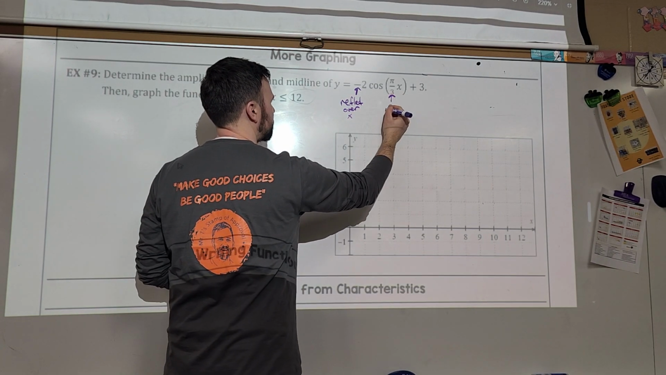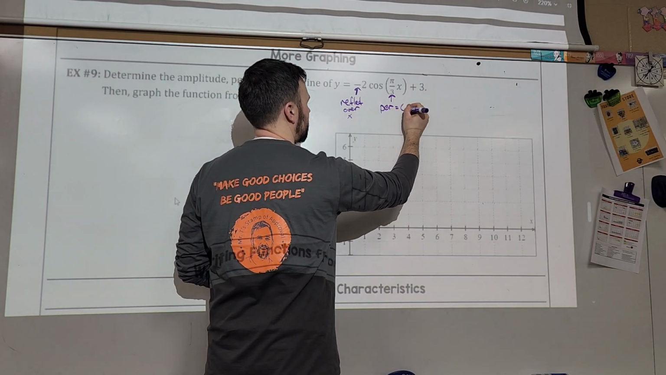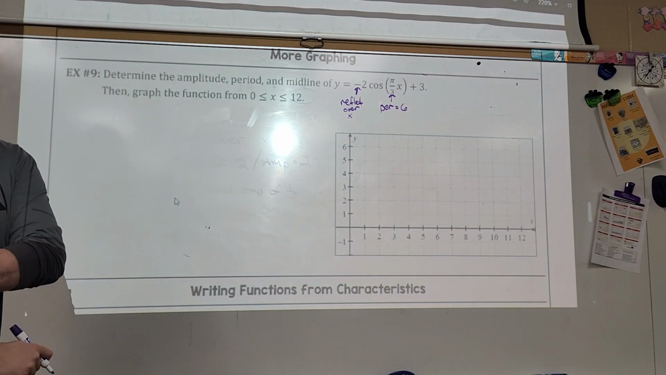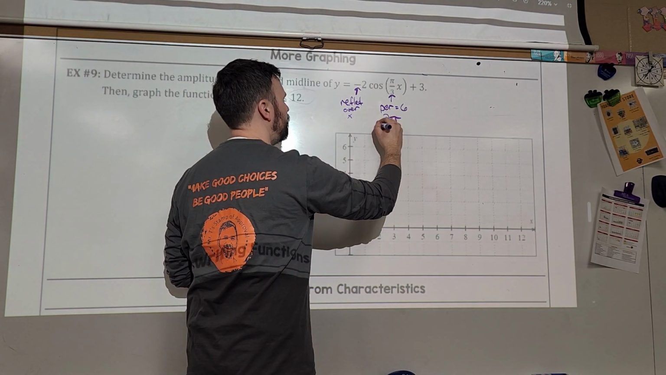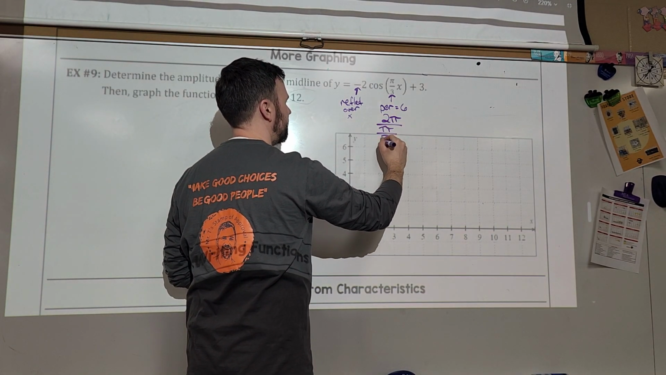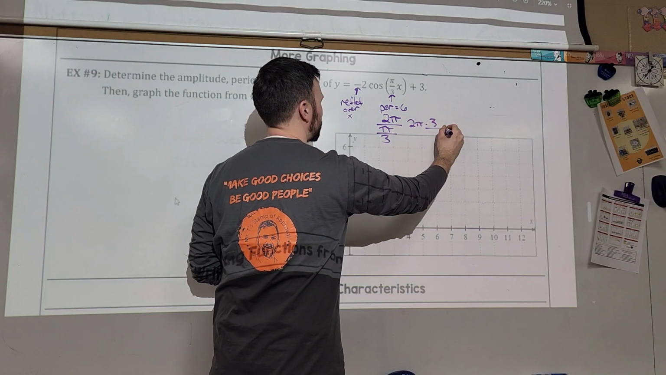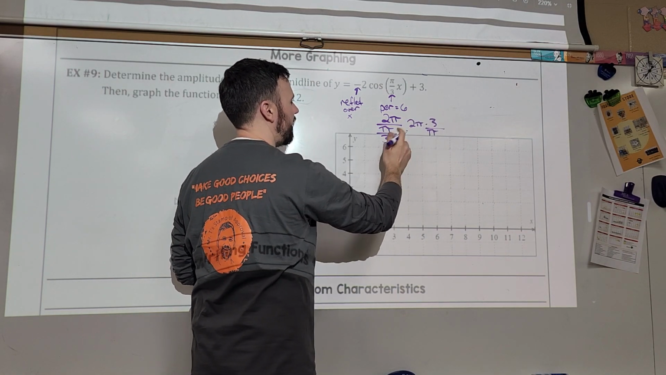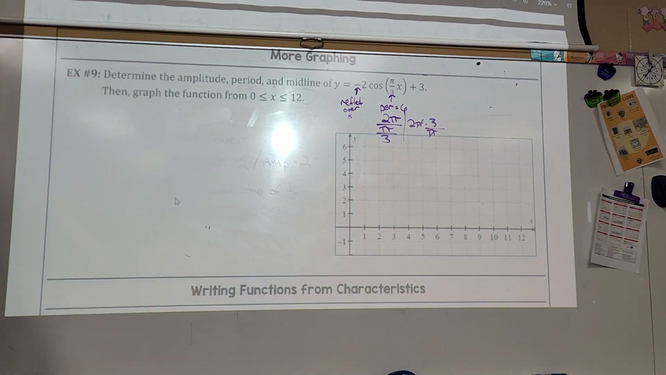What's this going to do? What's my period going to be? It's going to be 6. How did I get 6? Because it's going to be 2 pi over 3. So it's 2 pi times 3 over pi, right? Multiplied by reciprocal. Pi's cancel. They like to do this a lot.